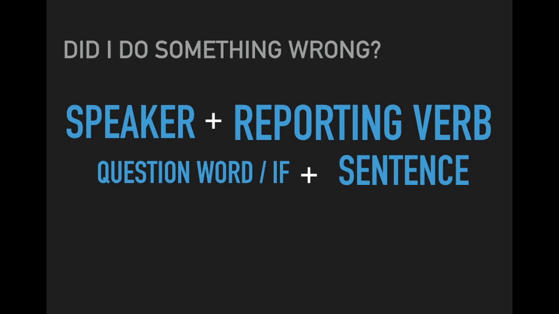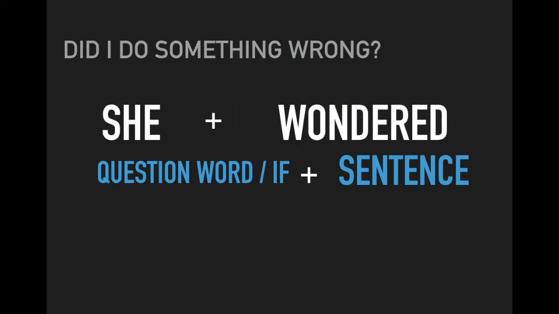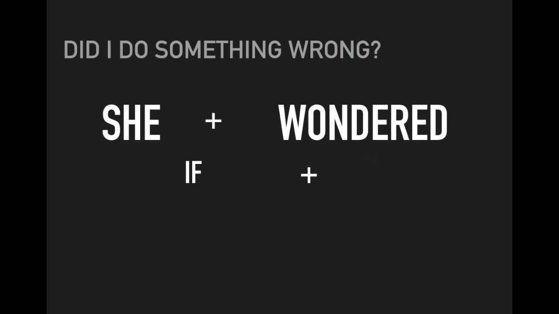Okay, so let's see how you did. The speaker still is she, and now our reporting verb is wondered, which we're going to put in past tense. Now, when I look at the question, I don't see a question word in that question. It starts with the word did. And so in that case, if I don't see who, what, when, where, why, or how, I'm going to use the word if.